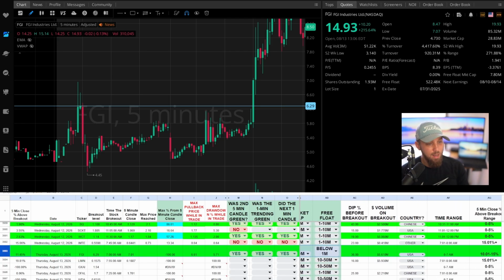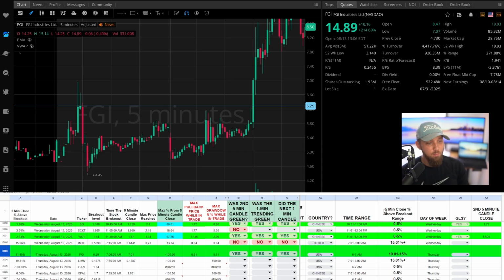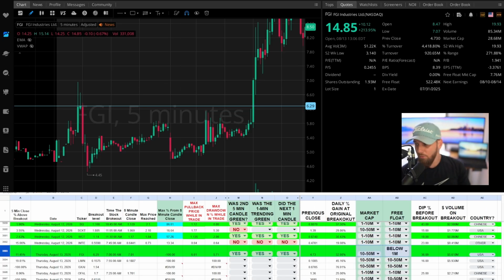All right. So as I scroll over here, time range, 5-minute percentage close above the breakout range, day of the week. These are just formulas. I drag these down. It's going to calculate that for me. I do want to go over the 5-minute close percentage above breakout. So what that means is right here where this 5-minute candle closed, how high is that compared to the breakout level? Is that 2% above the breakout level? Is that 3%? Is that 10%? And does that have a direct correlation to win rate?